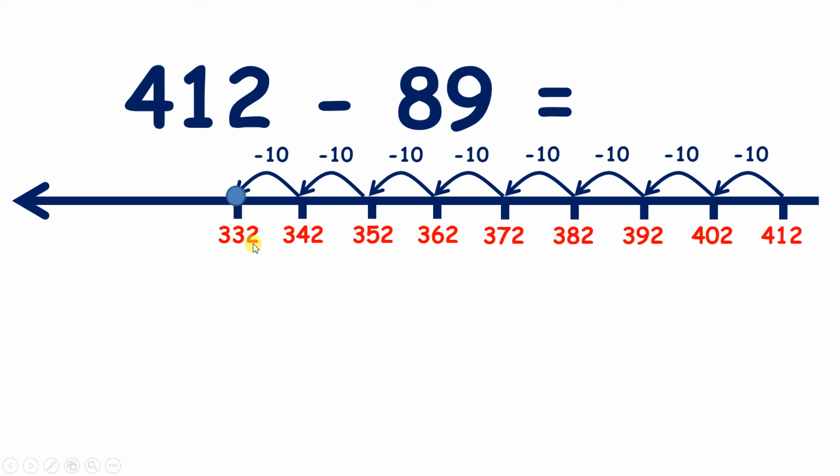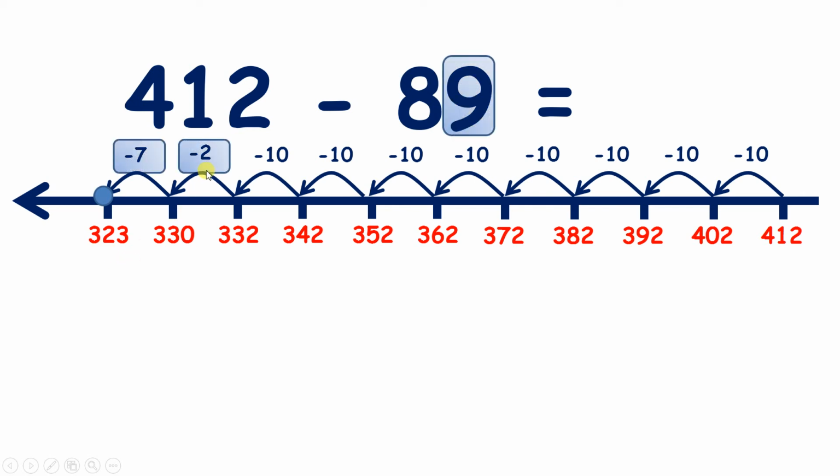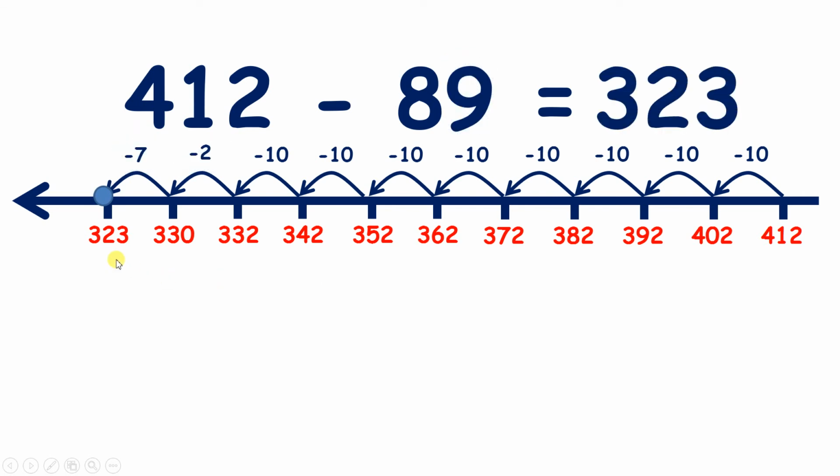If we subtract 2, that takes us to 330. But we want to subtract 9, so we need to subtract 7 more, and that gives us 323. So we subtracted 2, then subtracted 7, so we subtracted 9 units altogether, and our answer is 323.